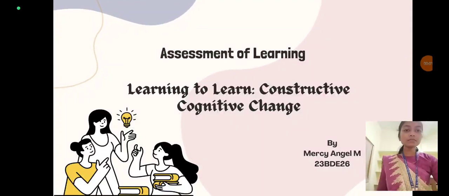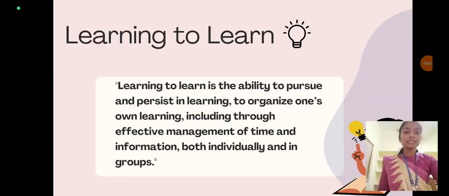Hi, my topic is learning to learn constructive cognitive change. So, let's see what is learning to learn. Learning to learn is the ability to pursue and persist in learning, to organize one's own learning, including through effective management of time and information, both individually and in groups.